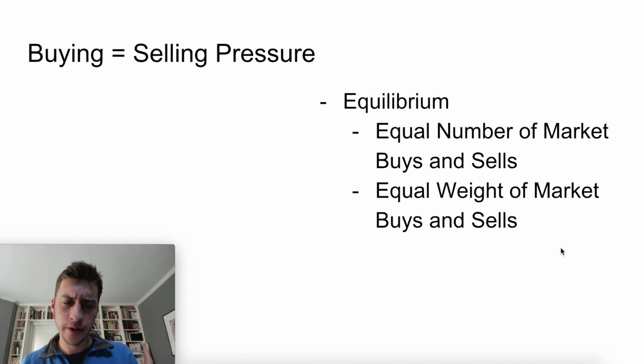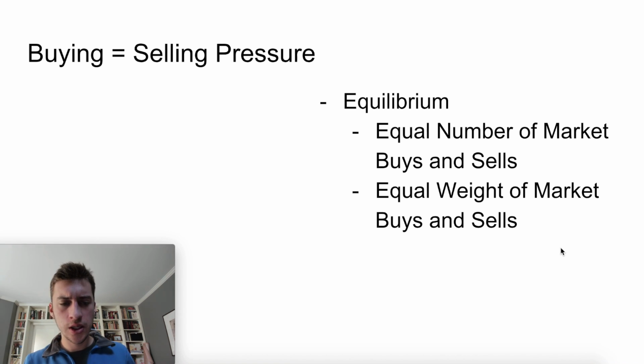How about equilibrium? So what if there's an equal number of market buying and selling? So for every Bitcoin market bought, there's just about 1 market sold. And how about for weight as well? So I think I just said that here, but for the same number of orders and the same amount of weight within those orders.